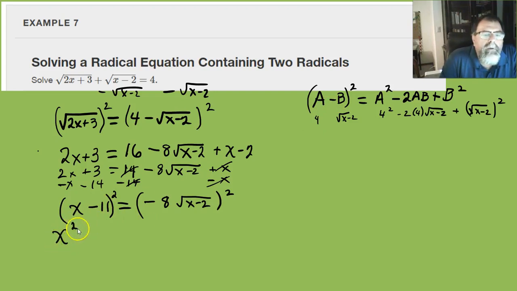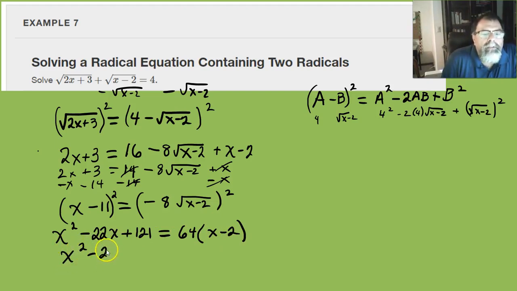So this would be x squared minus 2 times x times 11, which is 22x, and 11 times 11 is 121. And then when you square a product like this, you have to square the negative 8, so that's 64, and square the square root. Those cancel, so we just get x minus 2, but you need to put the parentheses, because we've got to distribute that 64. Okay, so now we have a quadratic equation, so just like the previous problem, we want to get it equal to 0. So first let's simplify.